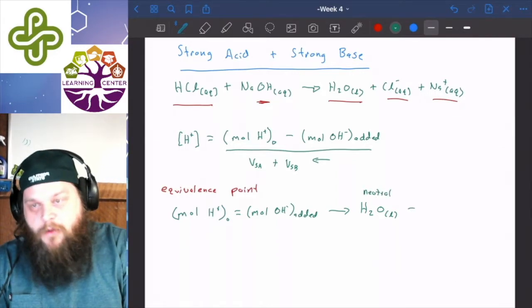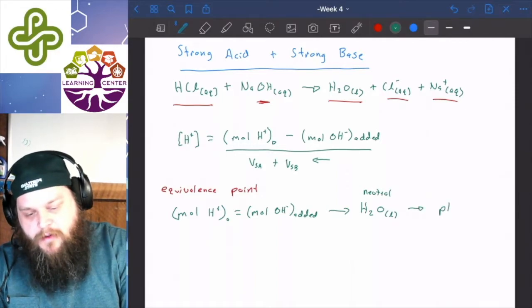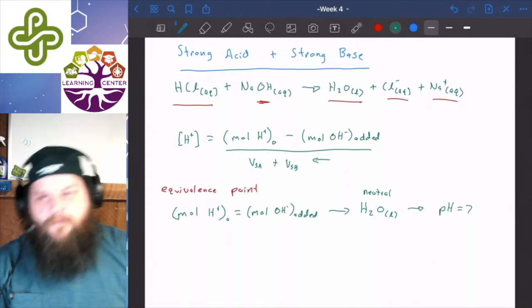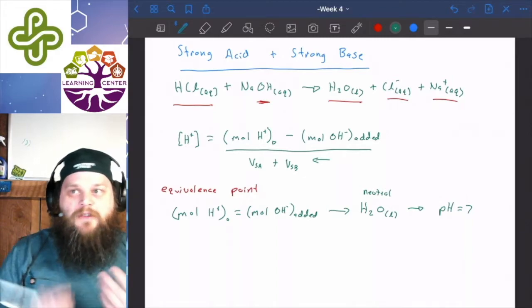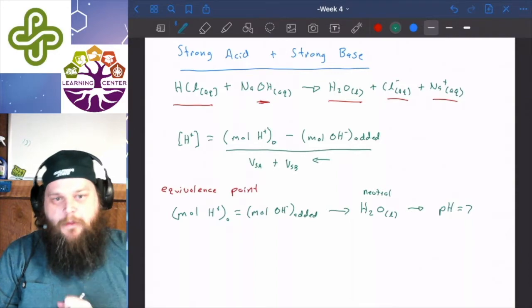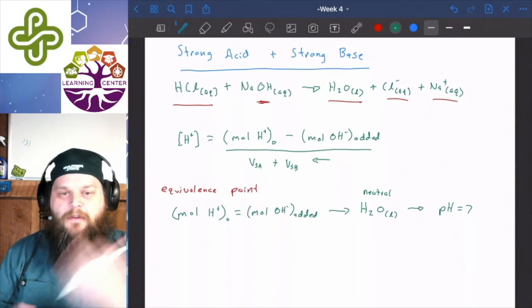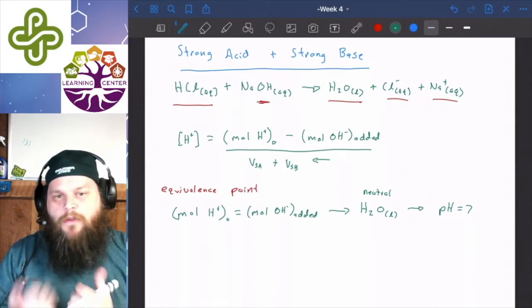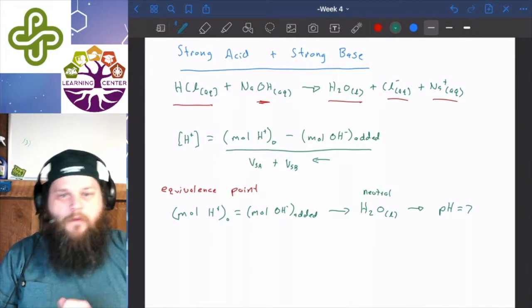So at that equivalence point, we have a pH equal to 7. And that's going to be true for any strong acid, strong base titration, whether you start with an acid and you're titrating in a base, or you start with a strong base and you titrate in an acid. As long as both of those are strong, we're always going to have that equivalence point at 7.